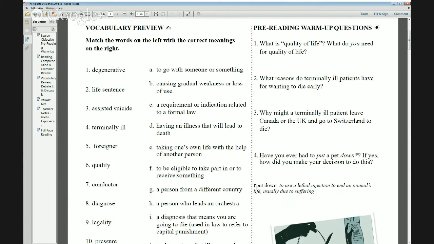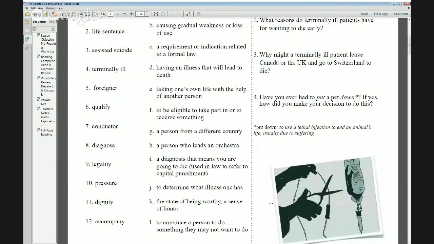Okay, and just one thing here needs to be noted. It's from question 4. To put down something. That means to use a lethal injection to end an animal's life, usually due to suffering. So to put a pet down, maybe due to a really bad illness, and so the pet would die in a painful way, so you need to put it down peacefully before it suffers any longer.